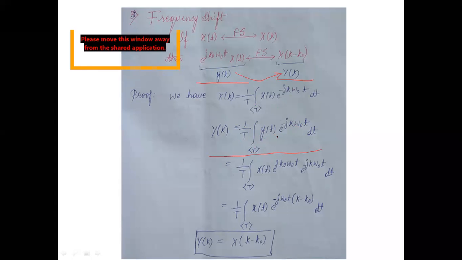So what is y of t? Y of t is nothing but e raised to j k naught omega naught into t times x of t. So what is k naught here?